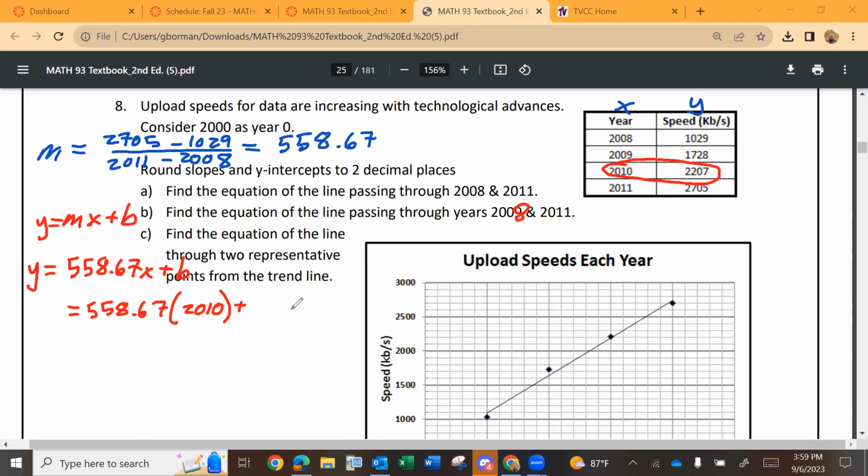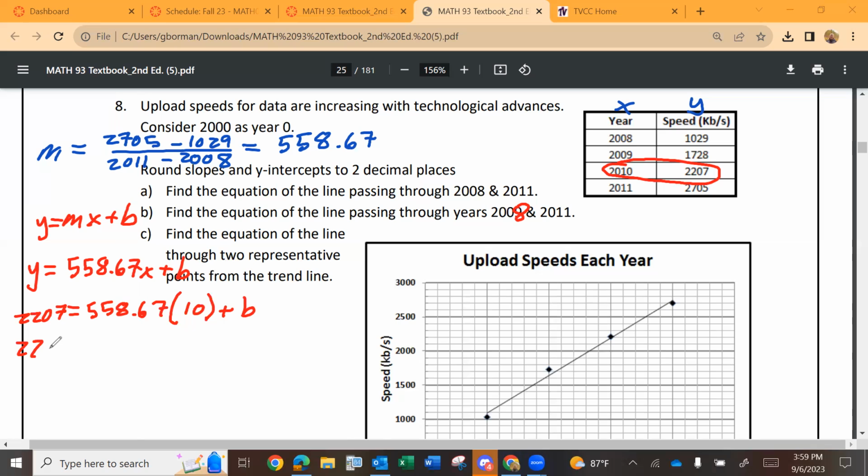Actually, just to make things easier, I'm going to use the 2000 as year number 0. And so 2010 would be year number 10. And then the numbers just aren't so darn big. So if I replace my x with 10, then I have to replace my y with 2207. Now I just solve for b.